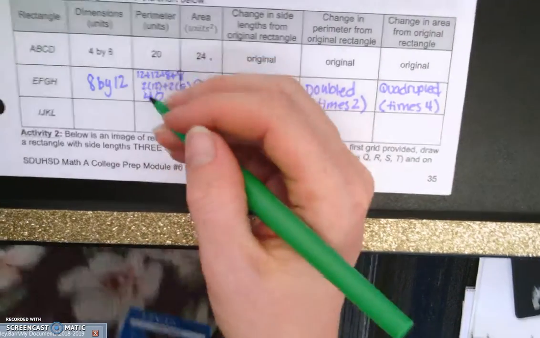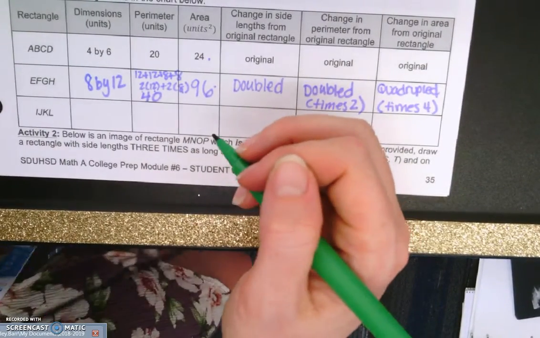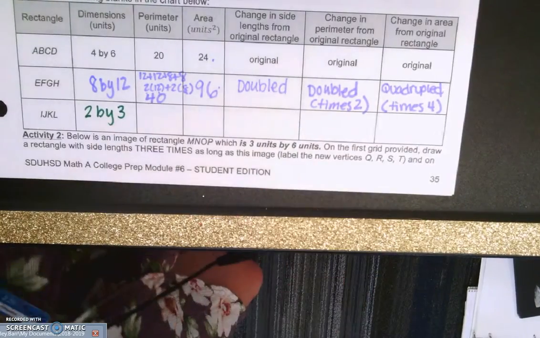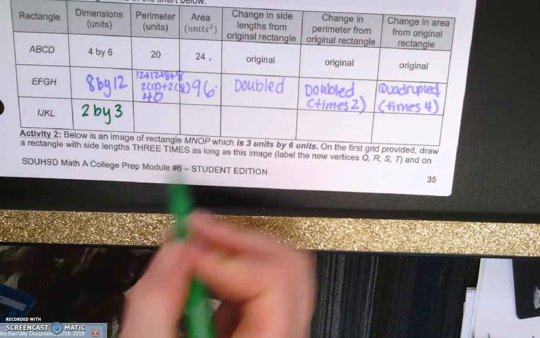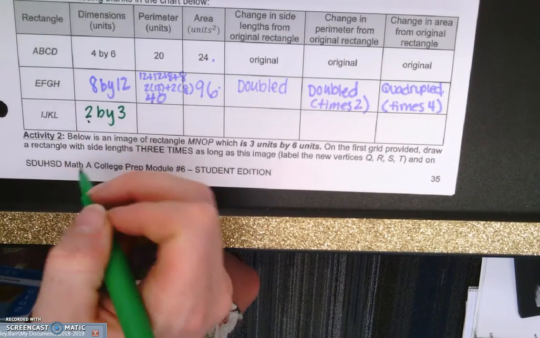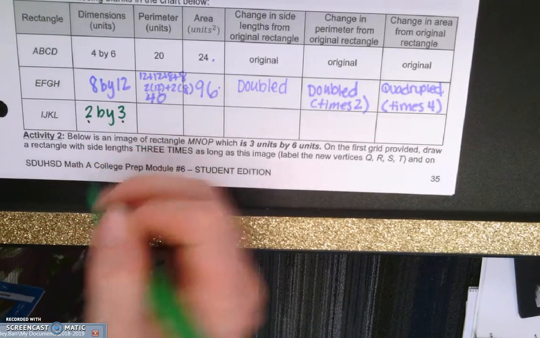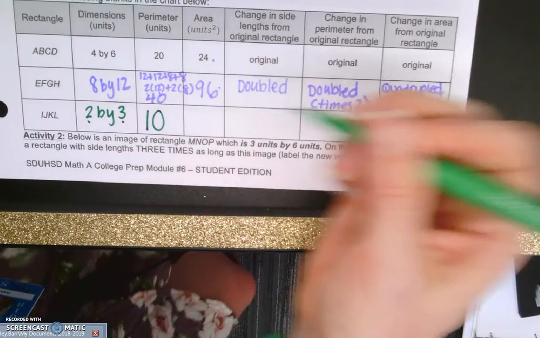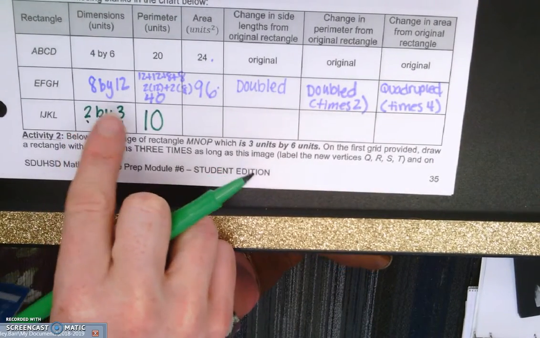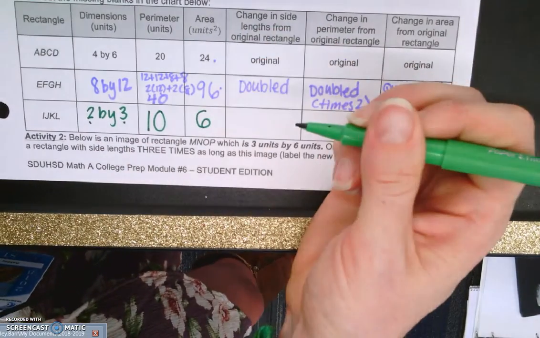Okay, well, let's look at our other rectangle, our smaller rectangle, rectangle IJKL. What were the side lengths of IJKL again? That's right, this was a 2 by 3. Perimeter, if we added up all the sides, what will that be? 2 plus 2 plus 3 plus 3. 4 plus 6 will get you 10. Good job. And what's the area? Length times width for a rectangle. So 3 times 2 is, that's right, 6.